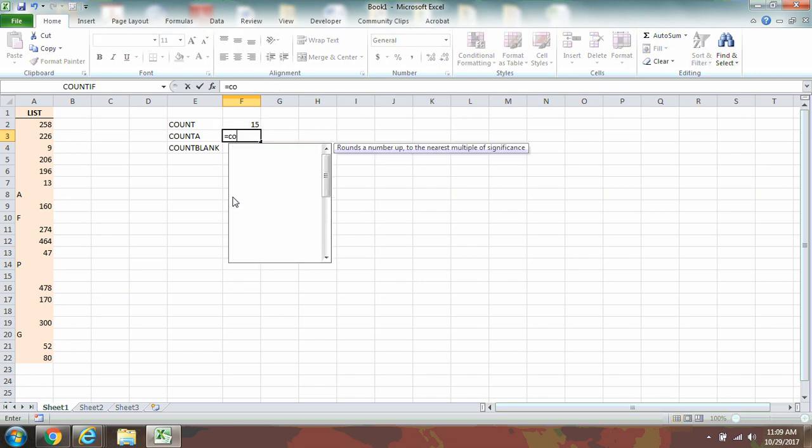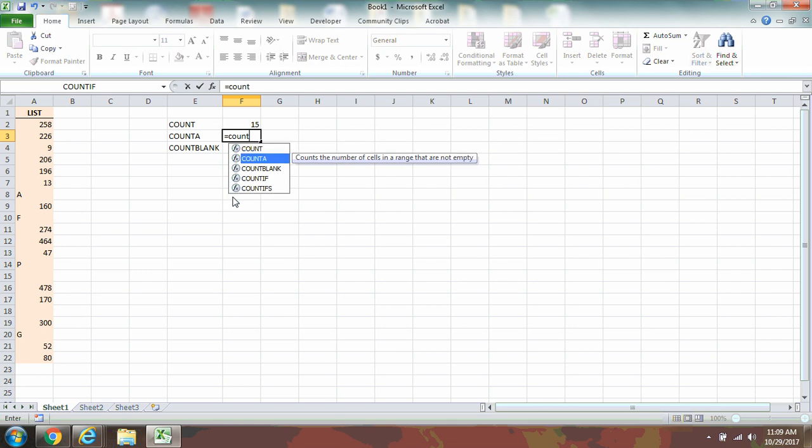Now let's hop over to COUNTA. What does this do? COUNTA counts the number of cells that are not empty. Important, because the COUNT function only counted numbers. So COUNTA is going to count numbers and letters and anything else that's not empty.